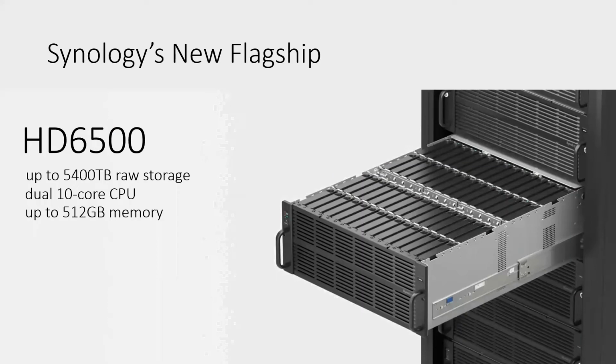Now, what actually makes the HD 6500? Well, it's a system that will allow you to do up to 5.4 petabytes of raw storage. Now, this is a huge increase over our previous best, which was the SA3600, which could do up to 1.5 petabytes when fully expanded. Of course, alongside that, we've also boosted the compute available with that system. So we've got dual 10-core CPUs and up to 0.5 terabyte of memory, all to be able to handle all of that storage.